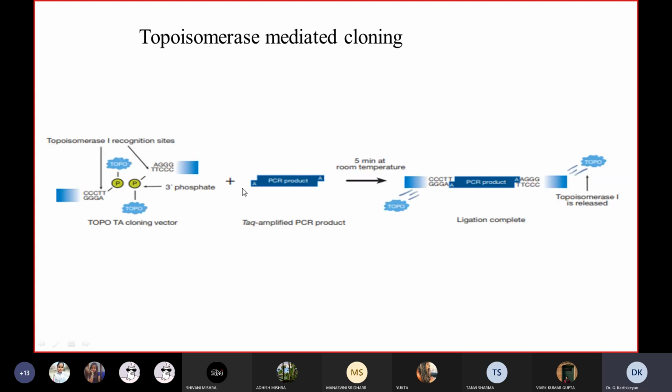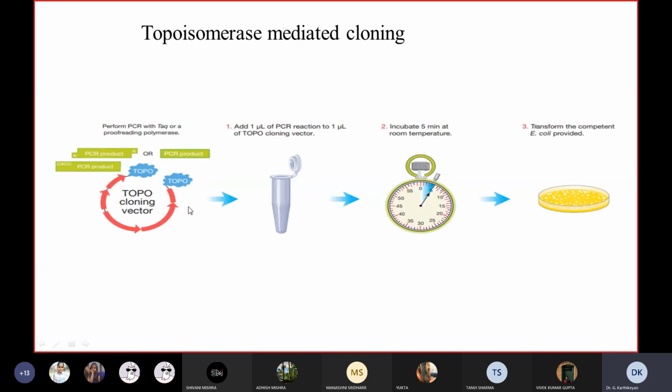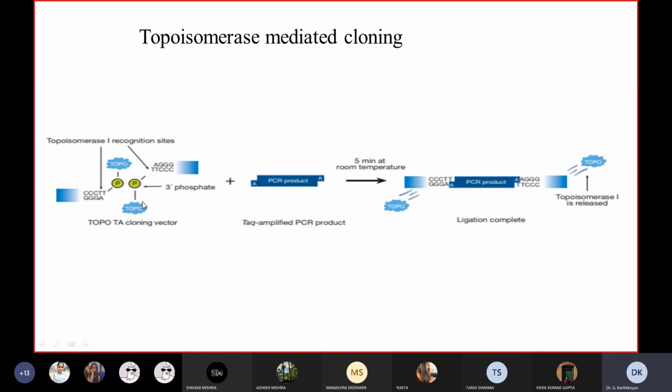So now you have what are called topo cloning vectors. In this case, I have shown a topo TA cloning vector. You can also have simple topo cloning vectors. In this case, it's a PCR product which has a terminal A, and then you have a topo linked vector. Vectors are available. You can incubate these two products at the end of your PCR. This is commercially available, with the topoisomerase enzyme linked to the phosphate group.